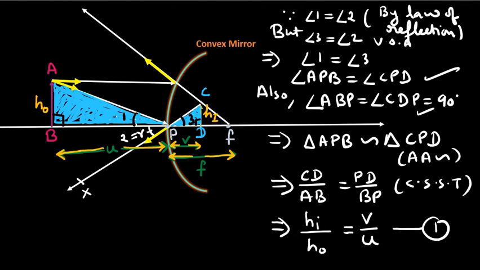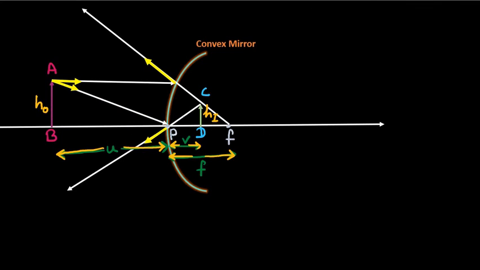Now we have to choose another pair of similar triangles to reach our formula. For that purpose, let me label the point E on the mirror. AE is the incident ray.